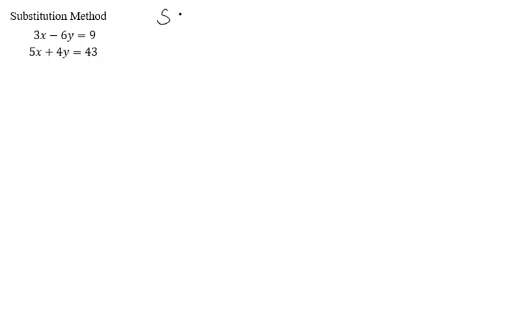Step 1 in solving a system says to solve one of the equations for one of the variables. It does not matter which equation you solve first or for which variable, but it is best to use the one that seems the easiest for you. So I'm going to solve the top equation, 3x minus 6y equals 9, for x. This gives me 3x is equal to 6y plus 9.